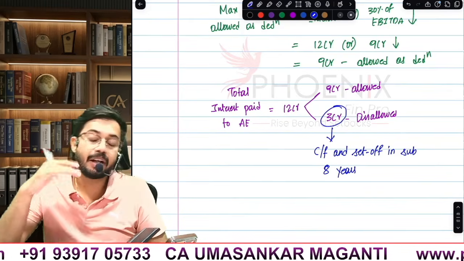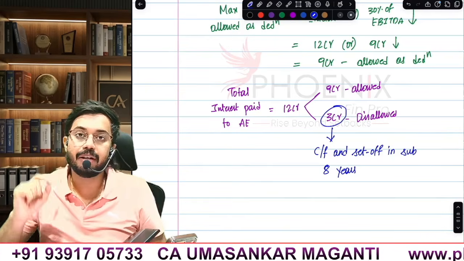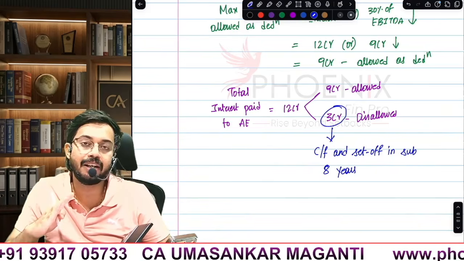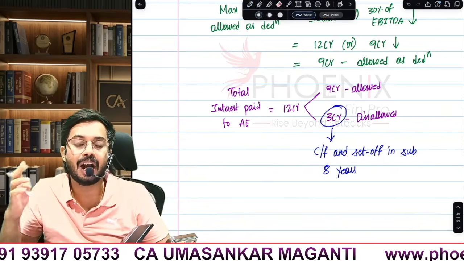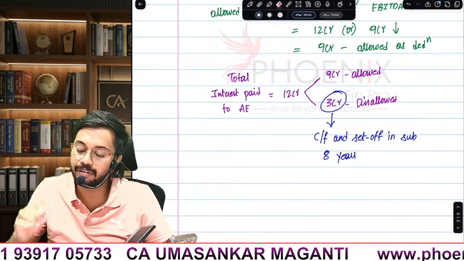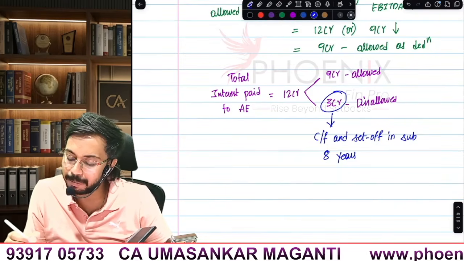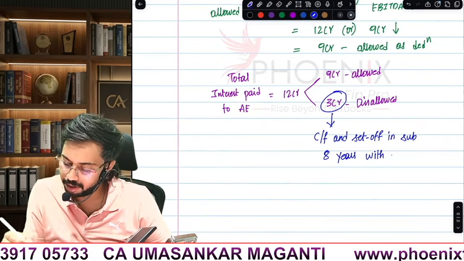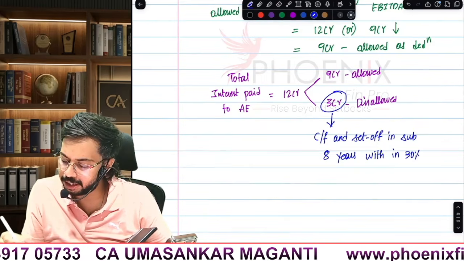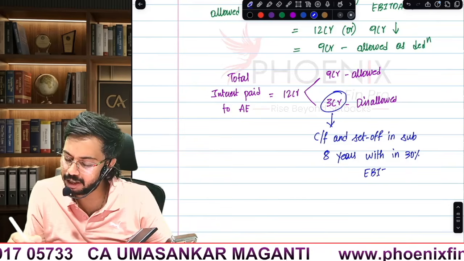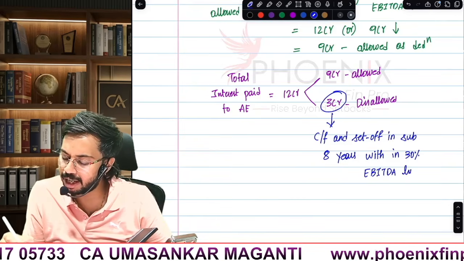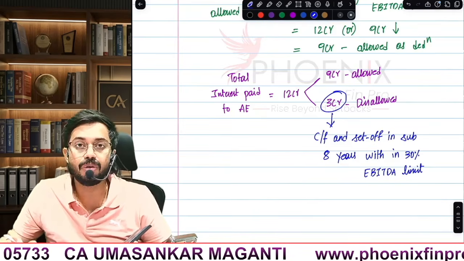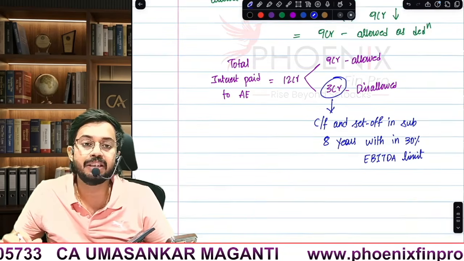MAT credit, AMT credit is 15 years. But here, in section 94B, whatever interest is disallowed in the current year can be carried forward and set off in subsequent 8 years within the 30% limit. Okay. Within the 30% EBITDA limit. That means in subsequent years also, we will calculate the 30% of EBITDA limit. Within that limit only, this 3 crores is eligible for set off.